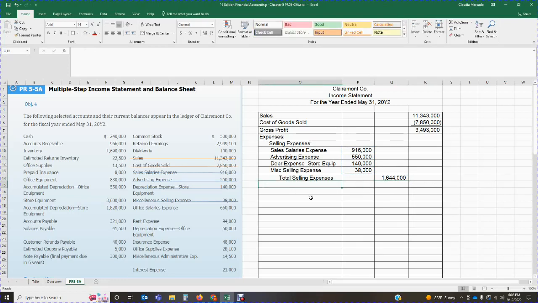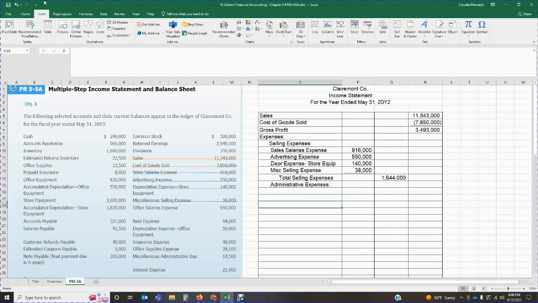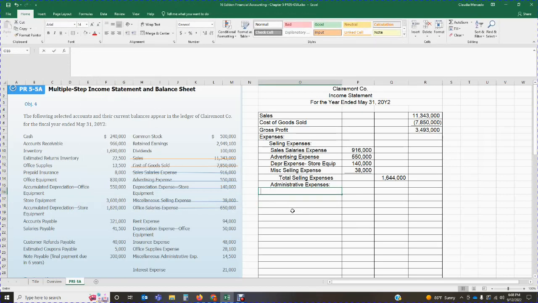Now we're going to start off with our administrative expenses. So for my admin expenses, I have my office salaries expense. I'm going to enter that there. And keep track of the accounts that you've used, that way you don't repeat. So we have office salaries expense, and my office salaries expense is $650,000.